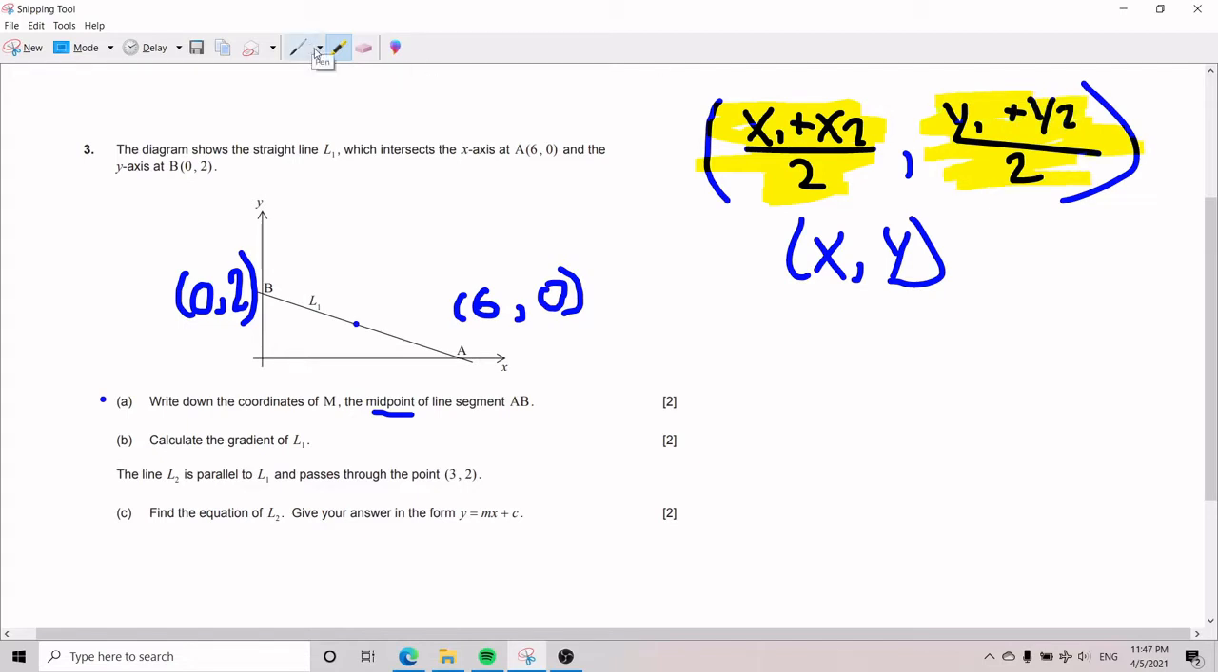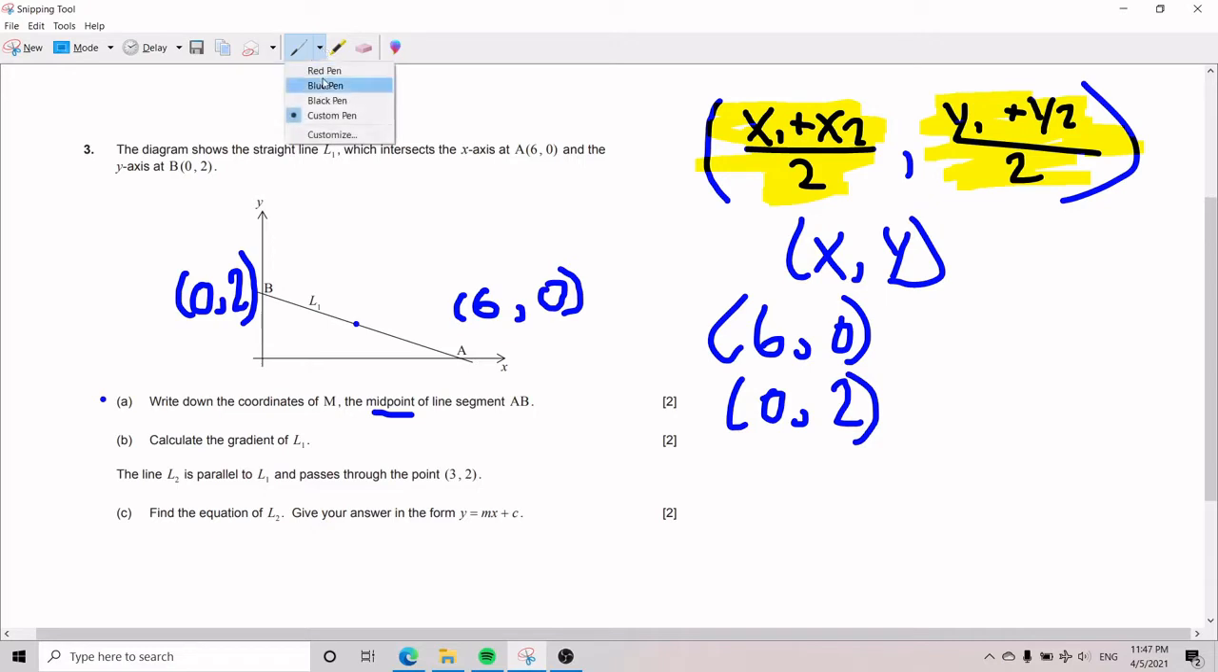The next kind of hard part is defining what is my x1, what is my x2, what is my y1, what is my y2. And since I have two sets of points, (6, 0) and (0, 2), and this is the beginning and end of my line, I simply have to define which one is which. And so I will define that (0, 2) is going to be my first set of points. So I'm going to say that this 0 here is my x1, and this 2 here is my y1, and my (6, 0) is going to be my x2 and y2.